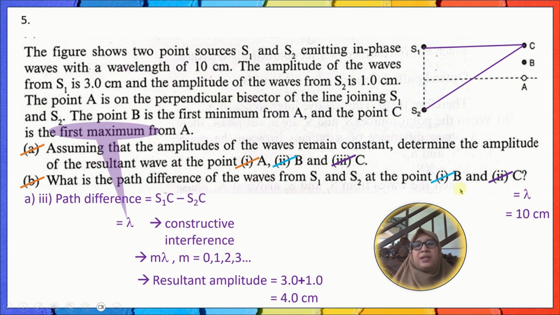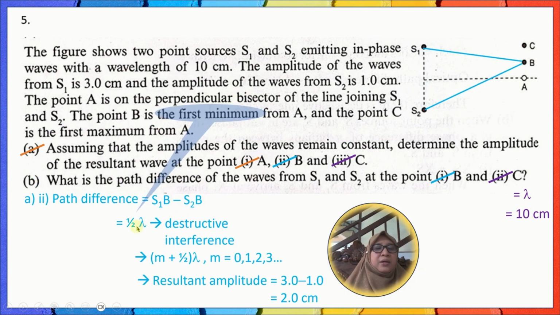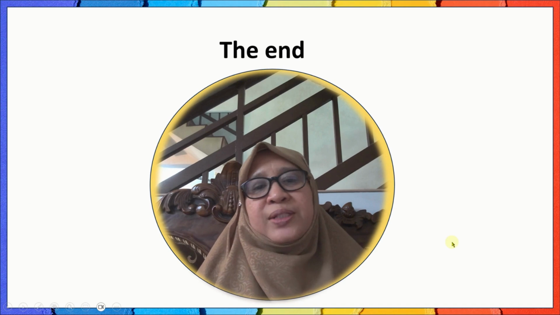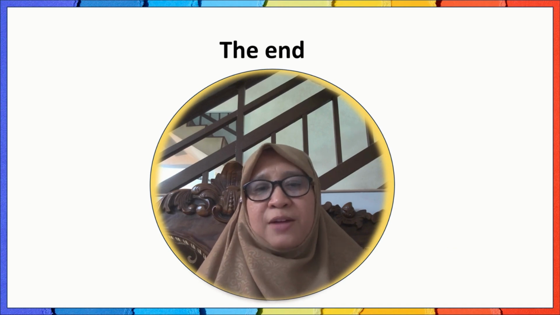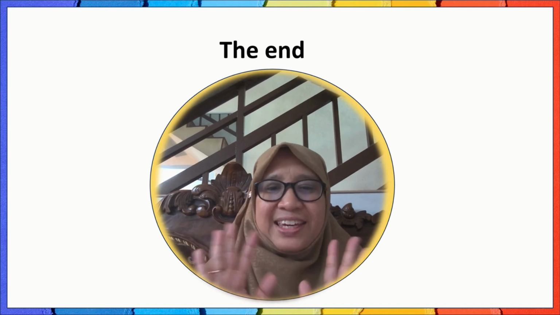At B, we calculate half lambda, because it is the first minimum. So half times 10 centimeters. We substitute the wavelength, and the path difference is equal to 5 centimeters. So that's the answer for this question. That's the end of tutorial 12.